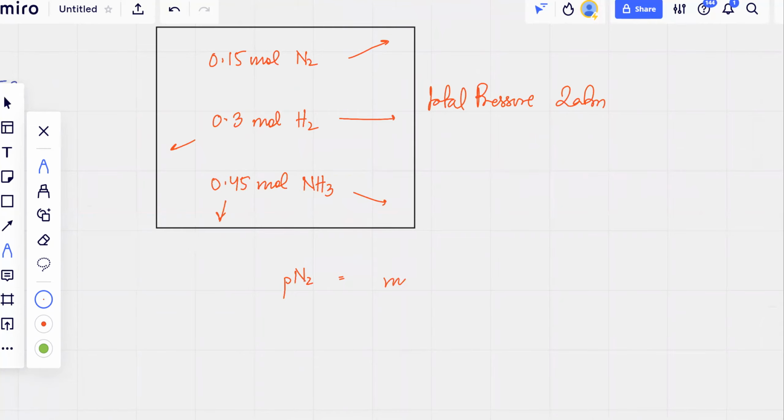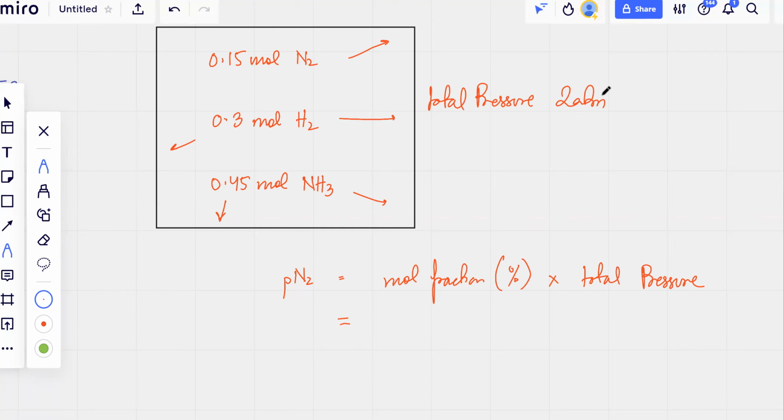The formula for that is the mole fraction, or you can also use percentage. Like if there's 10% of this gas in the container, called N2, then the pressure that particular gas would exert would be 10% of 2 atmospheres. So it's going to be mole fraction multiplied by the total pressure. Is this clear?